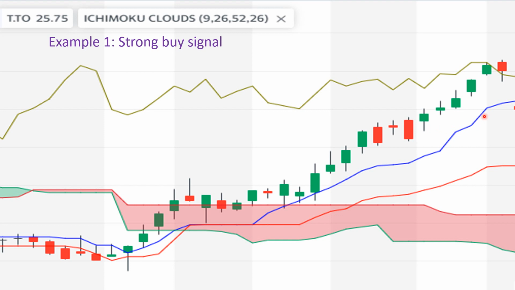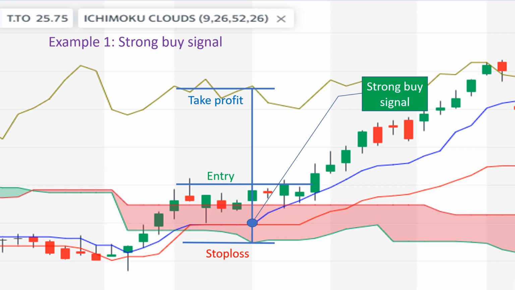There is another way that we can analyze it. This is the conversion line, the blue line that's above the red line, that's the baseline, and the price is below the lagging span. So this is another way that we can say we have a strong buy signal. I am going to show you how I enter the trade. This is how I would do my entry, stop loss, and take profit.